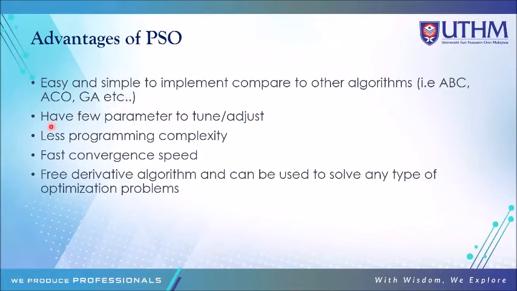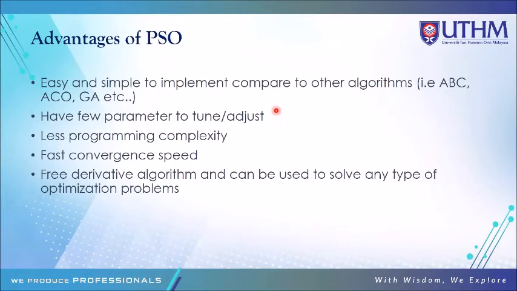Number two, it has few parameters to tune. We have the population size, the initial weight factor, and C1 and C2, the acceleration coefficients. We have only around 4 parameters that need to be tuned or adjusted before we use the algorithm to solve our real problem.